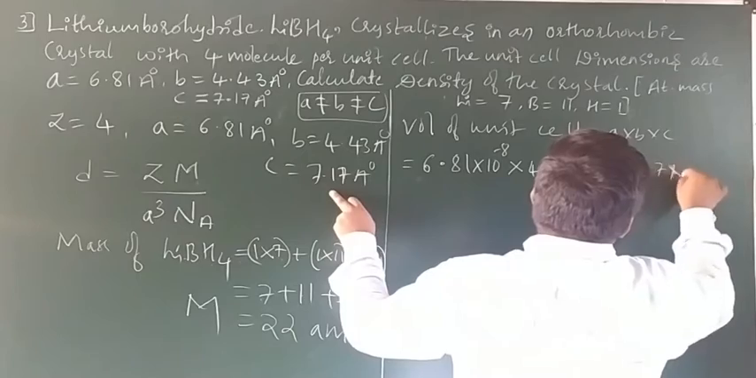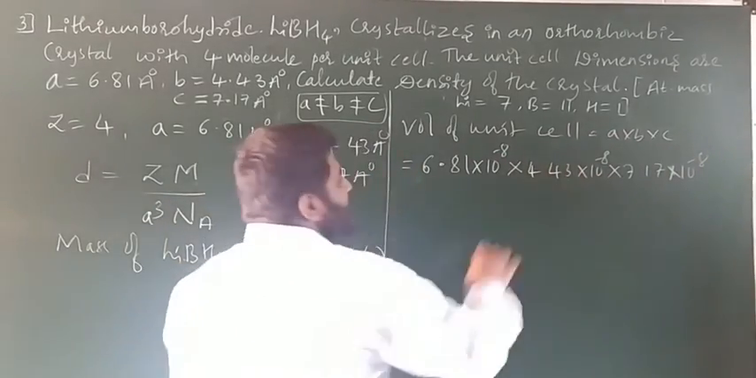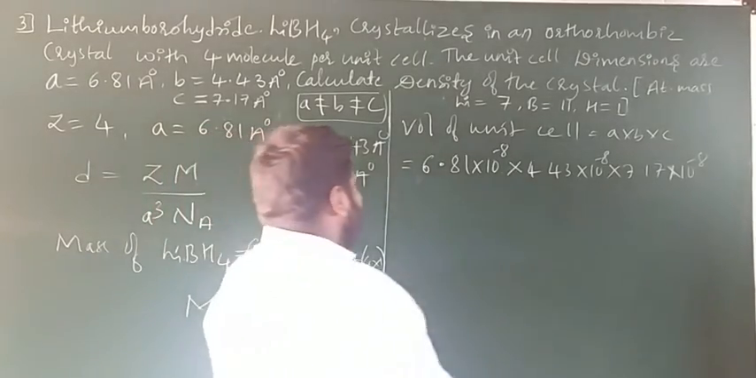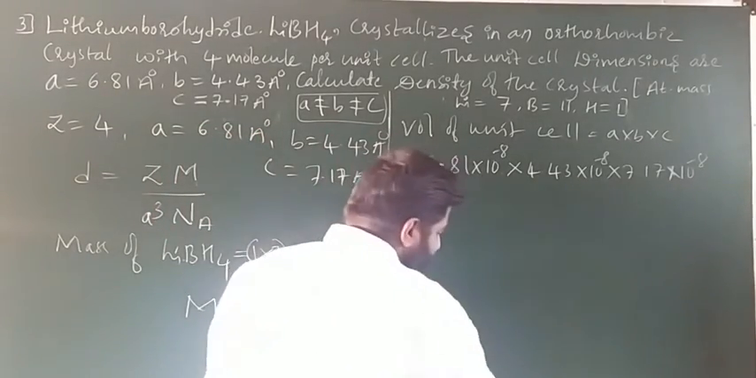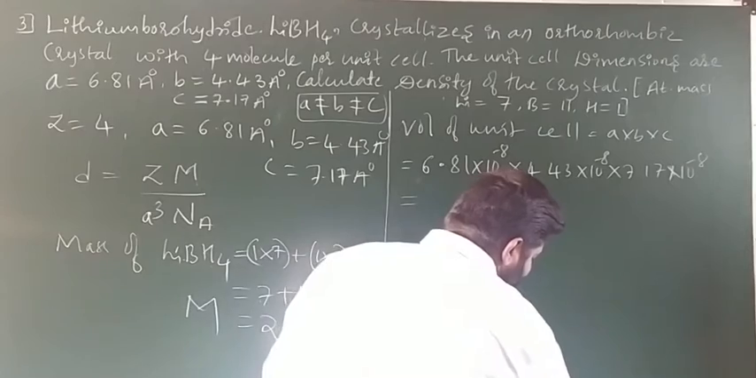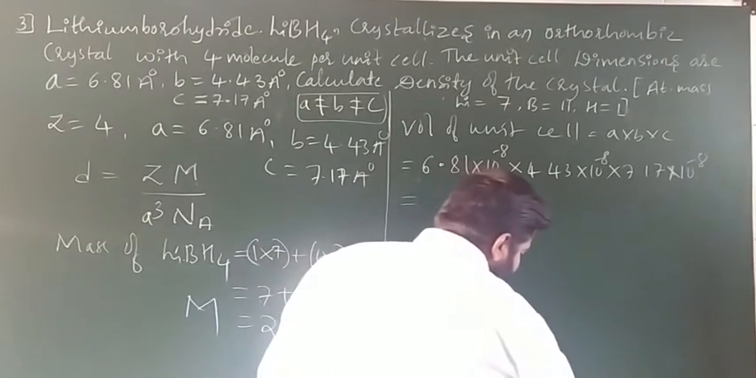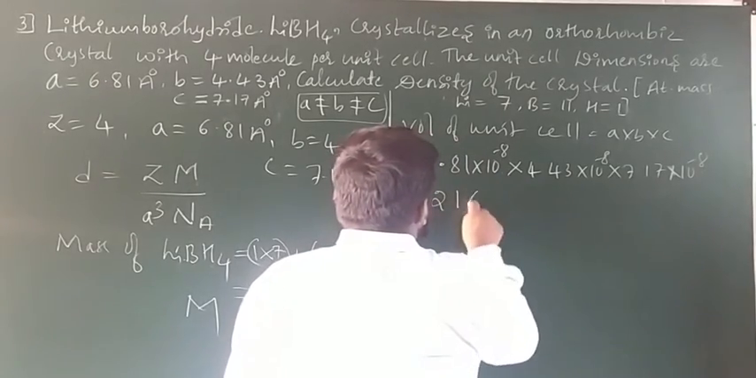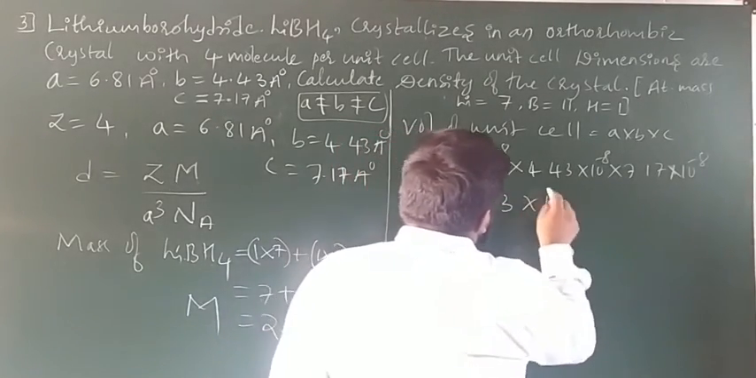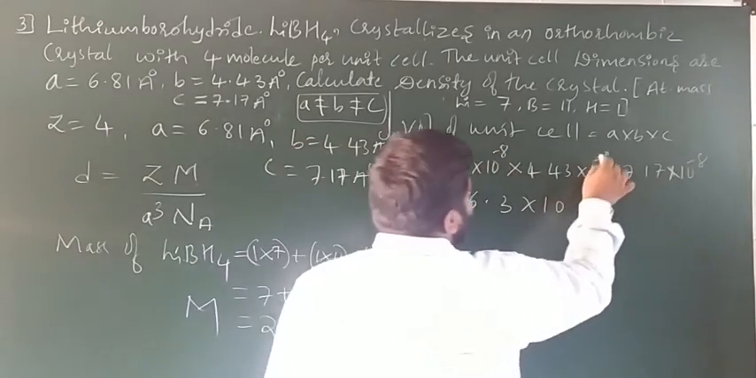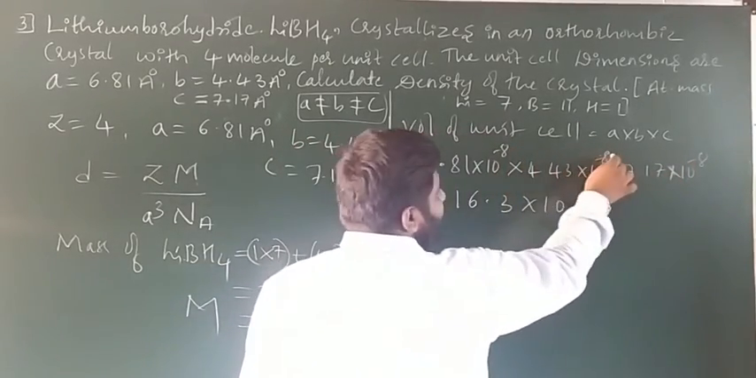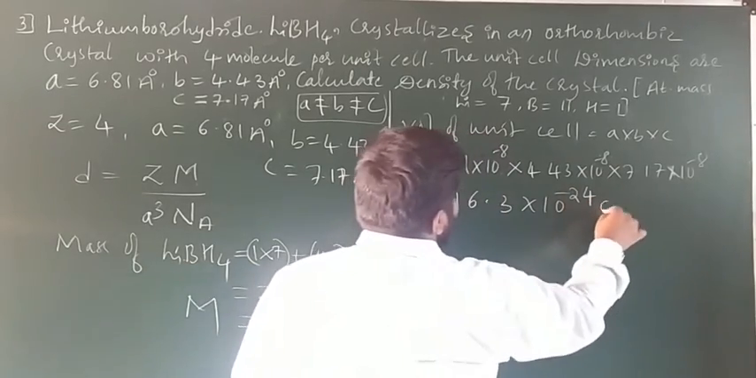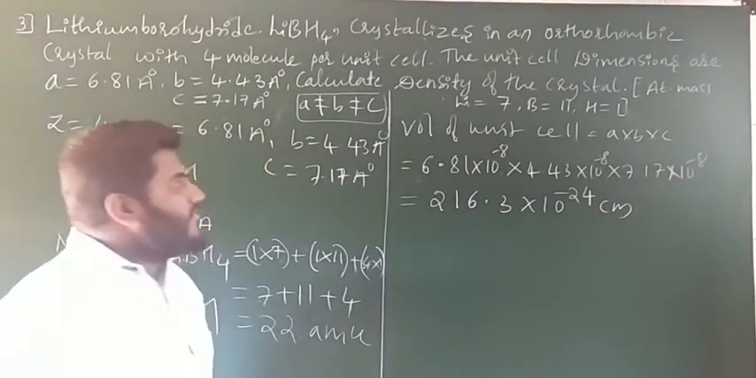7.17 into 10 to the power minus 8. Why 10 to the power minus 8, guys? We have to convert angstrom into centimeters. So when you multiply this entire thing, you are going to get the answer as 216.3 into 10 to the power minus 8, 10 to the power minus 8, 10 to the power minus 8. 8 is a 16. 16 plus 8 means 24. Minus 24 means centimeter.